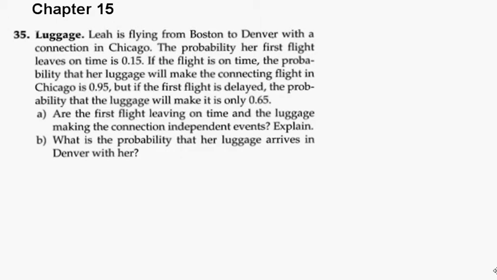This is problem 35 from chapter 15 of the textbook Stats: Modeling the World by the authors BVD. So what we have here is we want to travel from Boston to Denver, but we have to stop at Chicago and then get on a different plane and fly to Denver. So maybe some of you have done that.